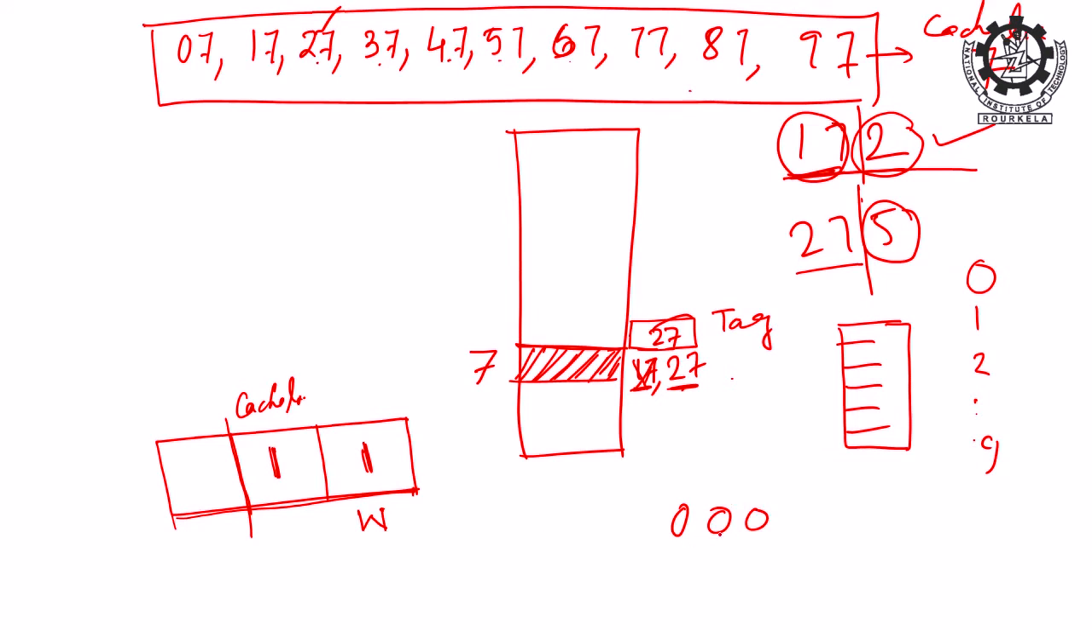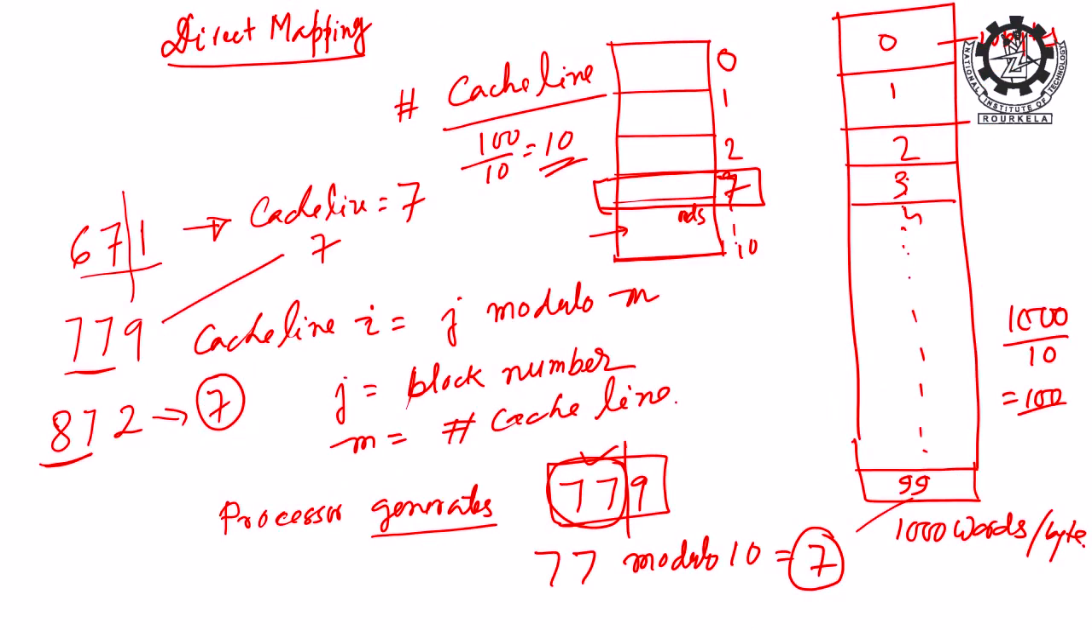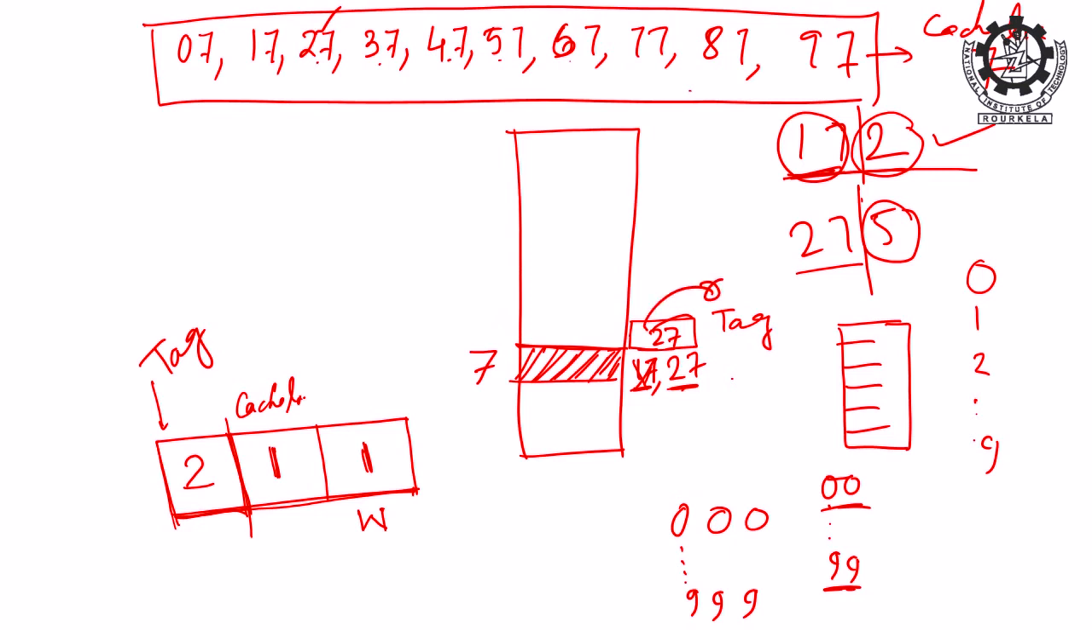up to 999. Next it should specify which block the data is coming from. For that, block numbers start from 00 to 99, so at least 2 digits are required to identify which block. This is something called the tag. As in the earlier example, there should be a tag to identify which block. So the tag should be 2, cache line should be 1 and word should be 1.